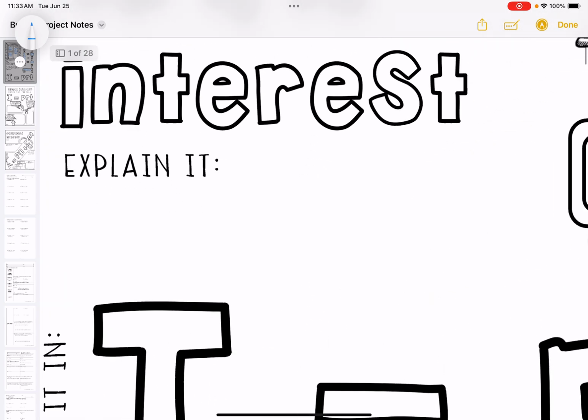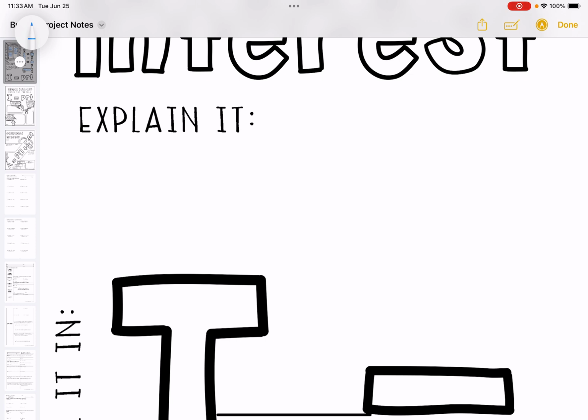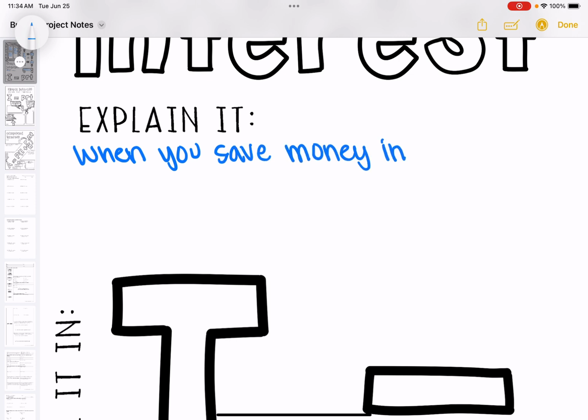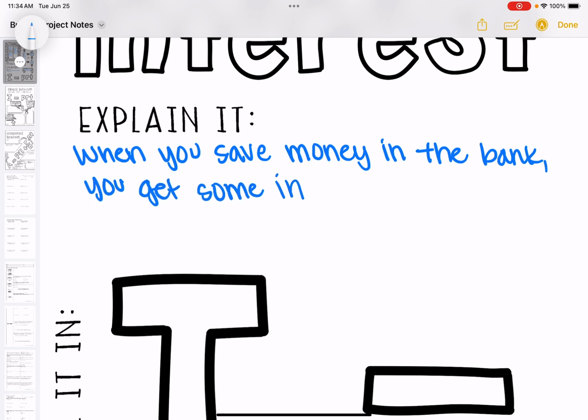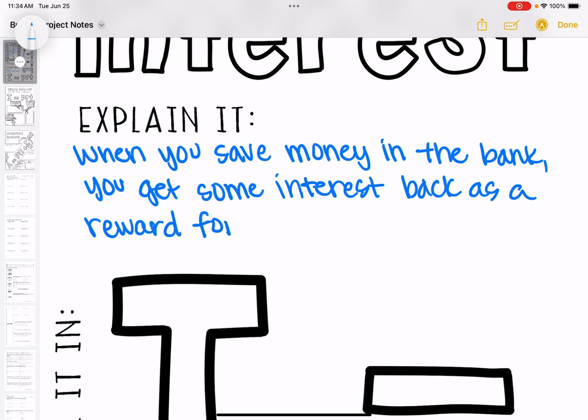All right, then we're going to kind of explain that in simpler terms. So when you save money in the bank, you get some interest back as a reward for keeping your money there.